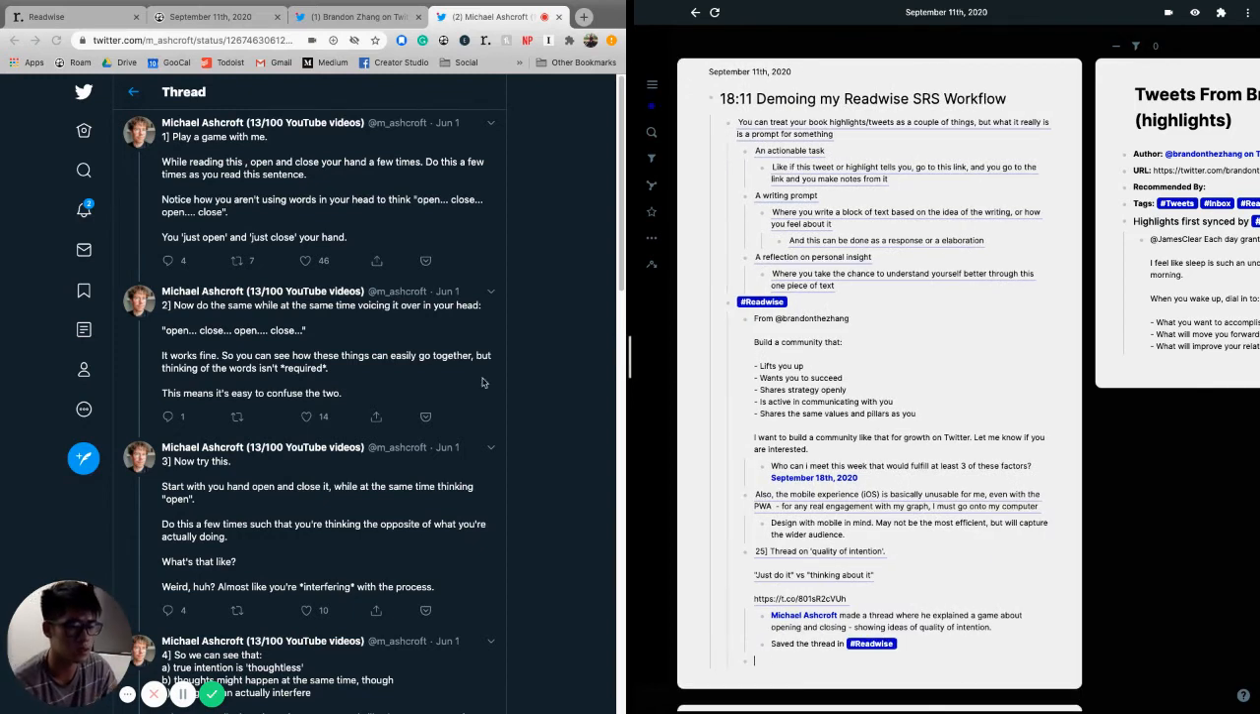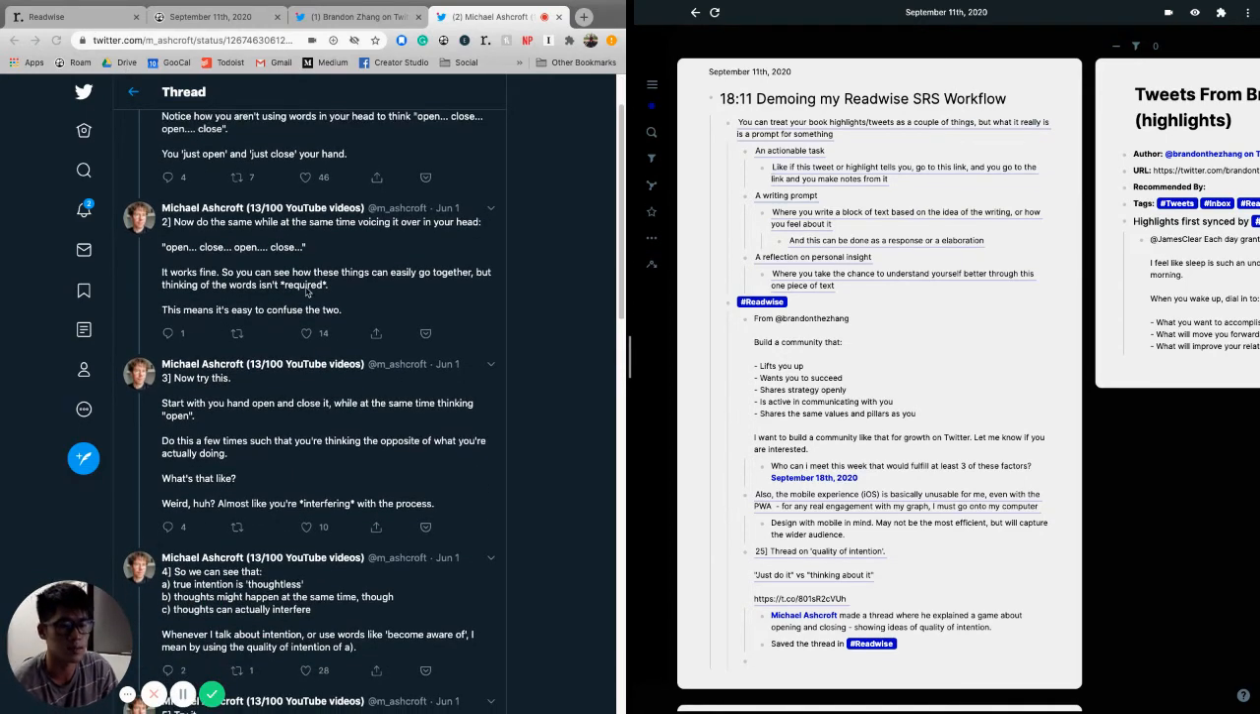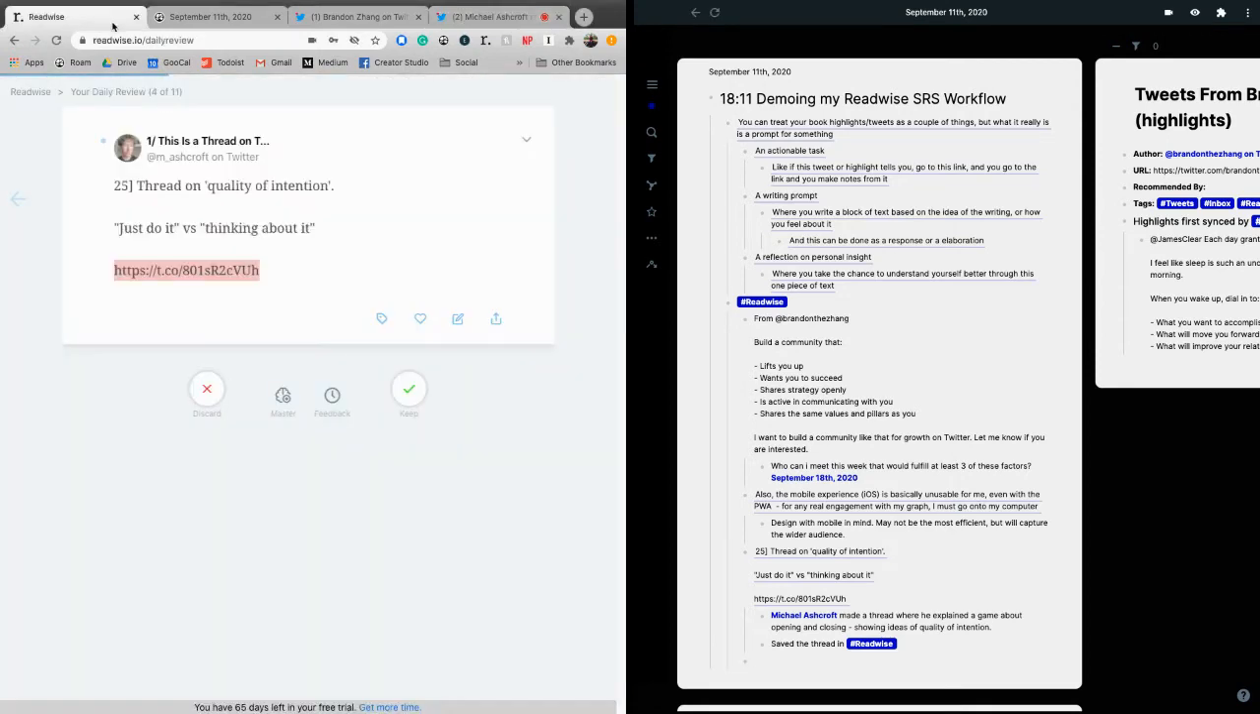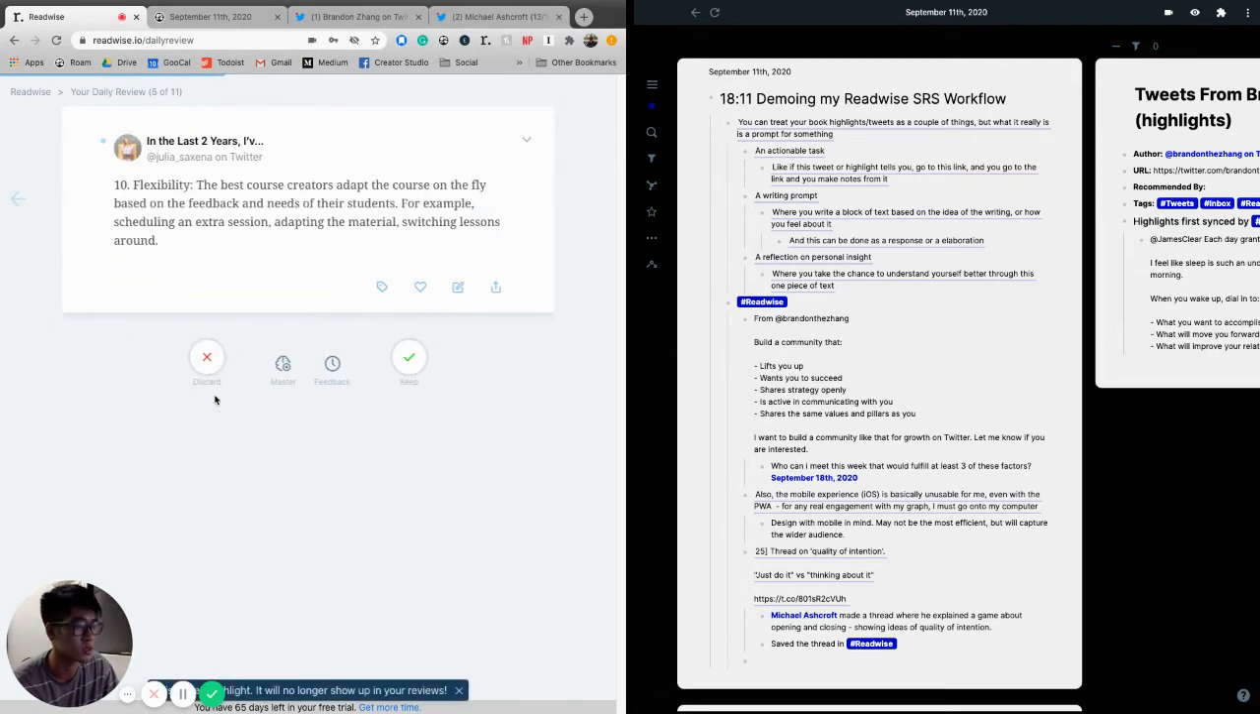So that's it. That's an actionable task. I've done something. It's the next action now. So now I kind of know. Next time I come back into my Readwise, I'll think about this game that's really interesting. Yeah. Just do it versus thinking about it. I will discard this because I don't really need it anymore since I've got it here. Flexibility lets course creators adapt the course on the fly based on feedback and needs of students, for example scheduling extra sessions, adapting materials, switching lessons around. Yep.